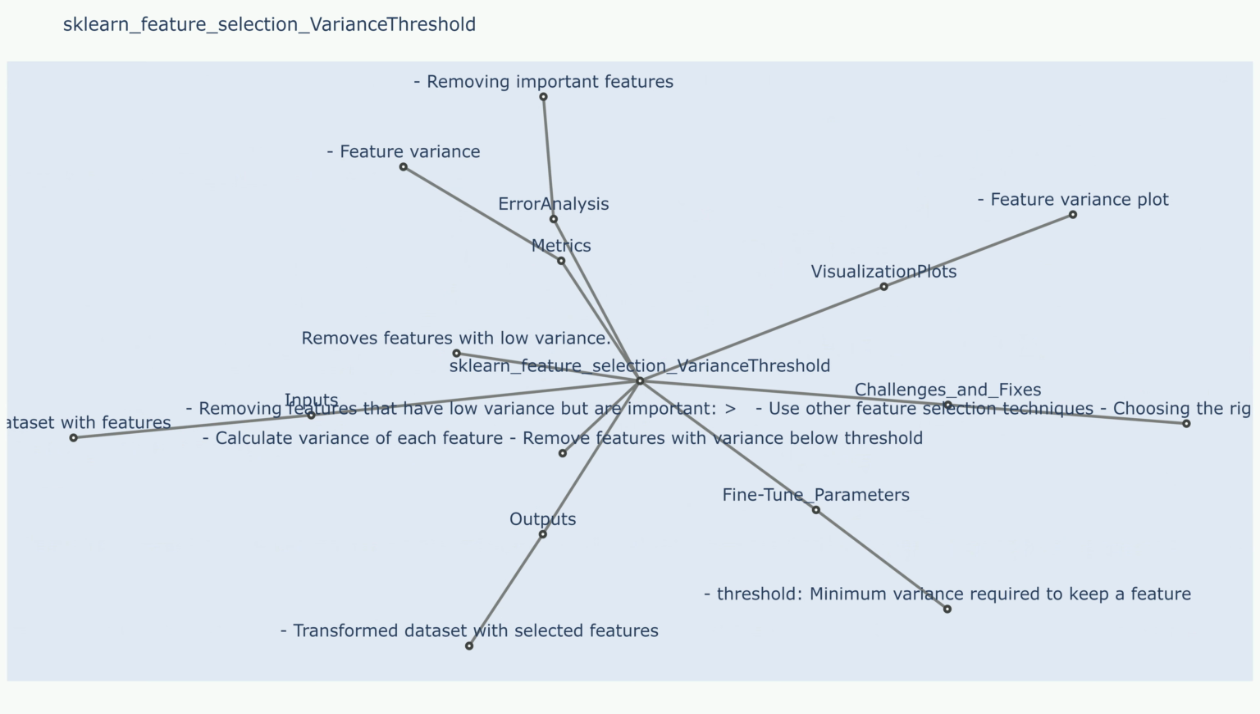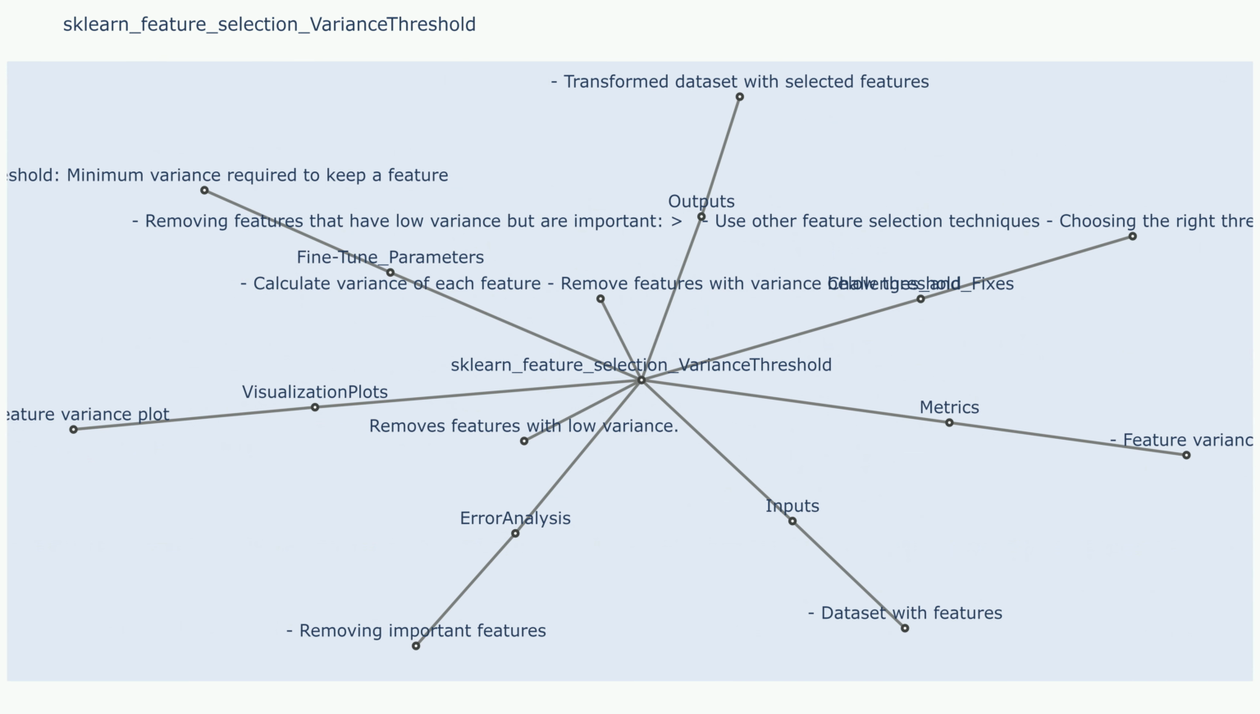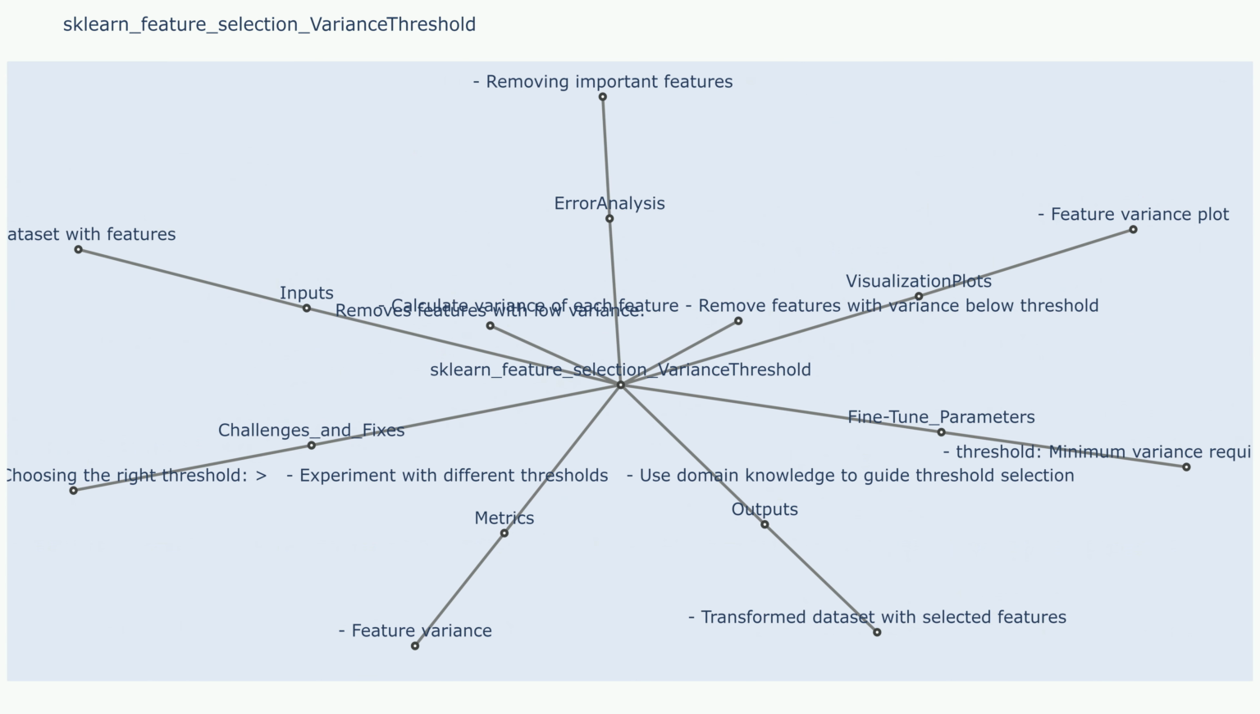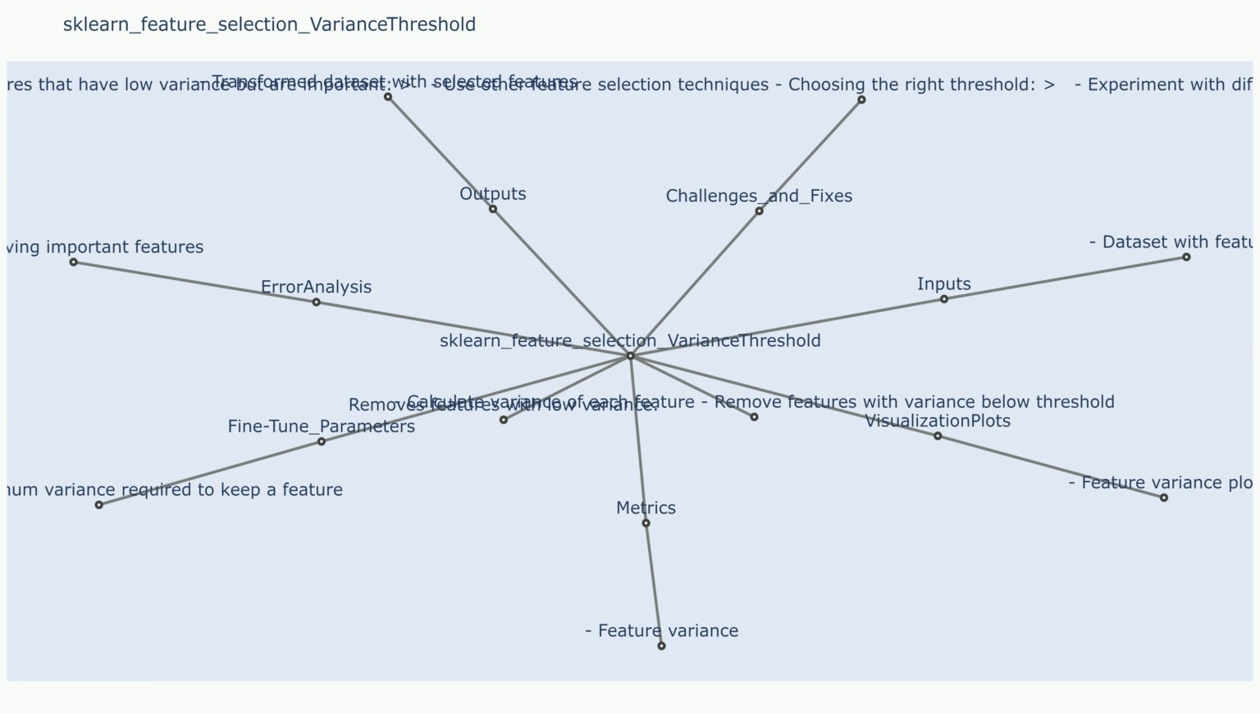Fine-tune parameters. Threshold. This parameter directly controls which features are retained. Lowering the threshold will retain more features, while raising it will remove more features. It's important to experiment with different thresholds to find the optimal balance for your specific dataset. Uncertainty methods. Variance threshold is a deterministic method and doesn't inherently address uncertainty. However, the choice of the threshold itself can introduce uncertainty.